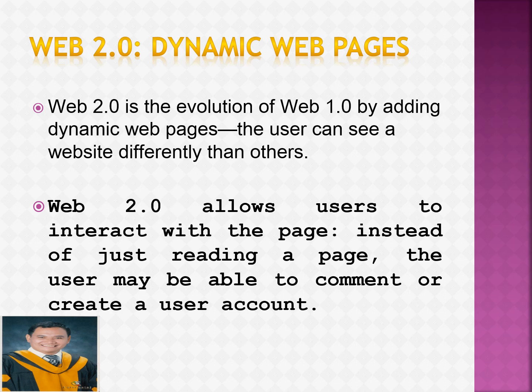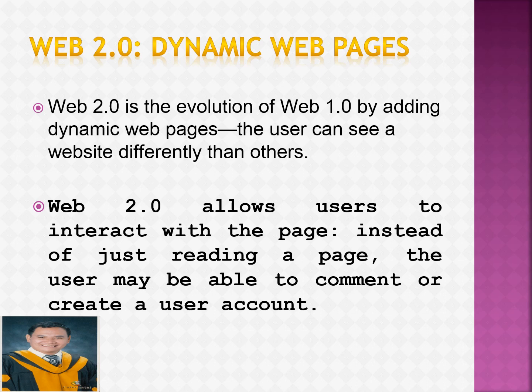The user is able to see a website differently than others. Examples of Web 2.0 include social media networking sites, blogs, wikis, video sharing sites, hosted services, and web applications. Web 2.0 allows users to interact with a page. Instead of just reading a page, the user may be able to comment or create a user account. Web 2.0 allows users to use web browsers instead of just using their operating system. Browsers can now be used for their user interface, application software or web applications, and even for file storage.